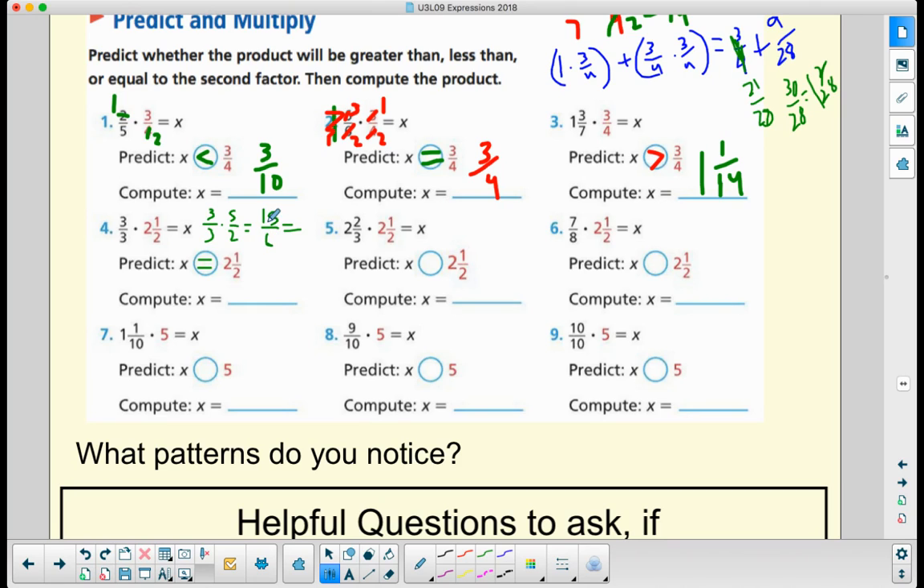15/6. Every 6 makes a whole. 15 divided by 6, there are 2 6s in 15. 2 wholes would be 12. 15 subtract the 12 would be 3/6. And I know that 3/6 is equal to a half. So I was correct in saying equal.